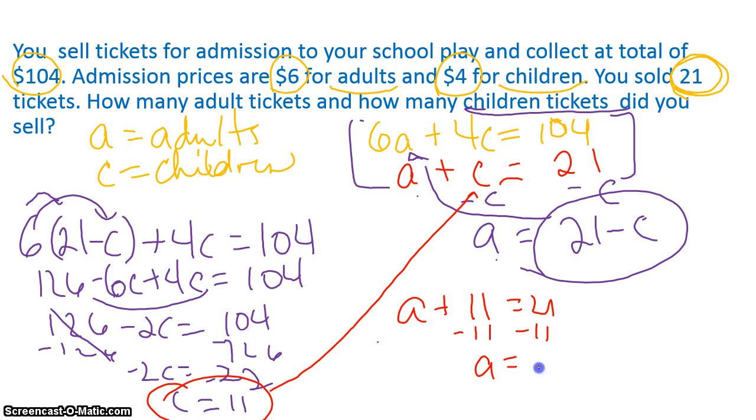How many did we sell? We sold 10. So we've answered our question. We sold 10 adult tickets and we sold 11 children's tickets. Okay, let's take a look at another one.